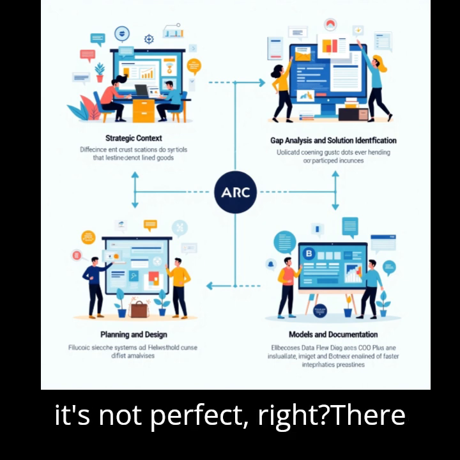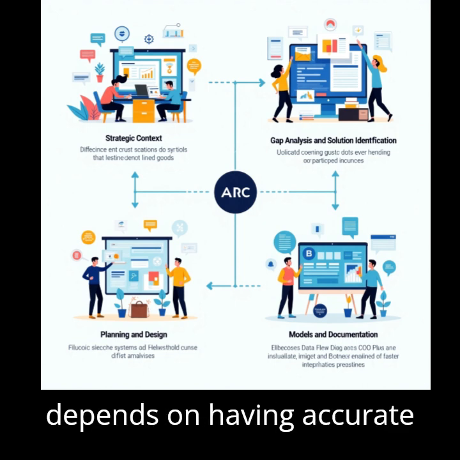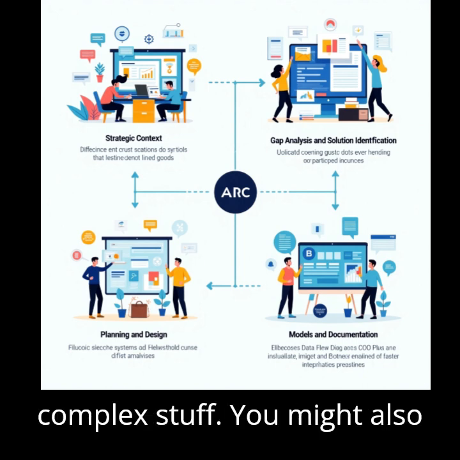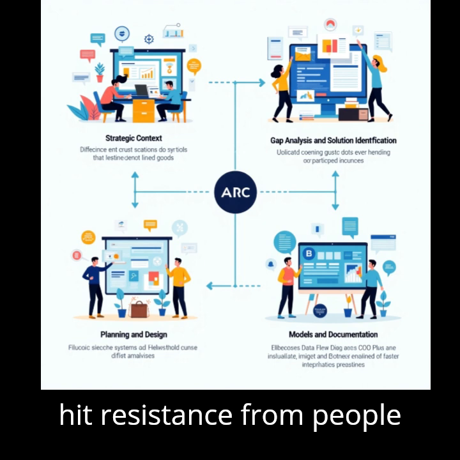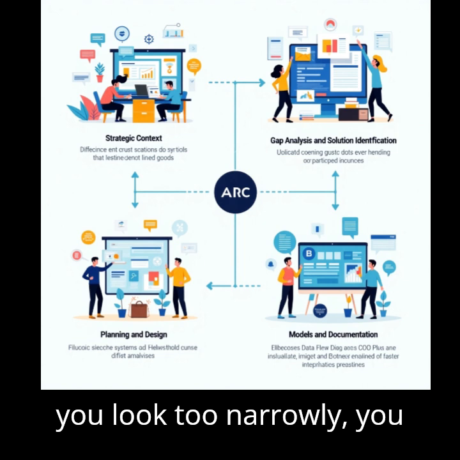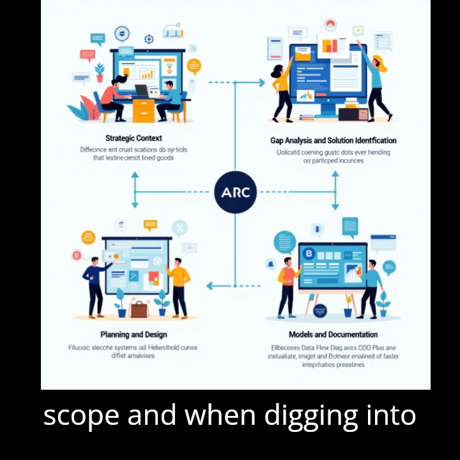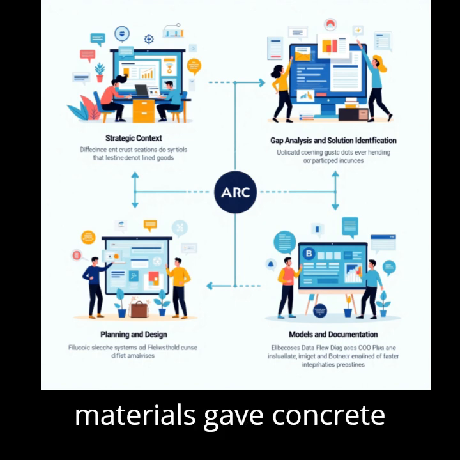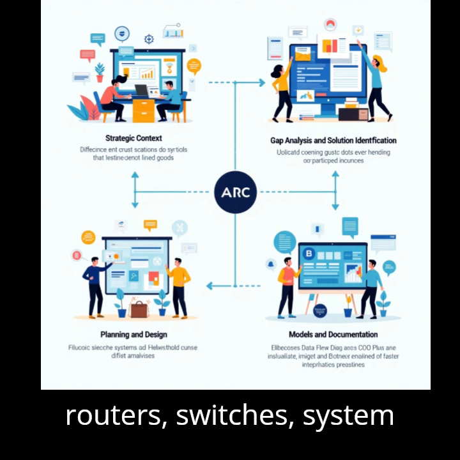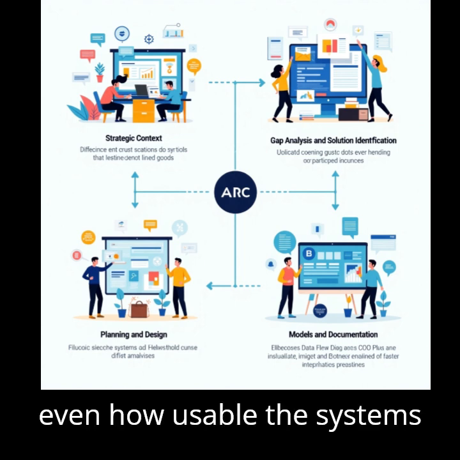But it's not perfect, right? There are limitations mentioned too. True. The whole thing depends on having accurate data to start with. That can be tricky. And it can definitely take time and resources, especially for complex stuff. You might also hit resistance from people who like things the way they are. And you have to be careful with the scope. If you look too narrowly, you might miss important gaps elsewhere. Good point about scope. And when digging into that current state, the materials gave concrete examples, like network gear routers, switches, system speed lag, downtime, security vulnerabilities, even how usable the systems are for employees.